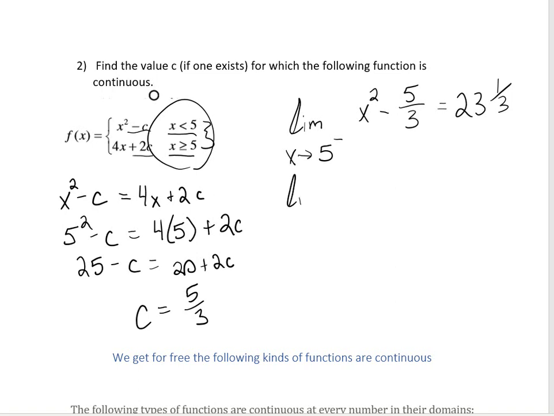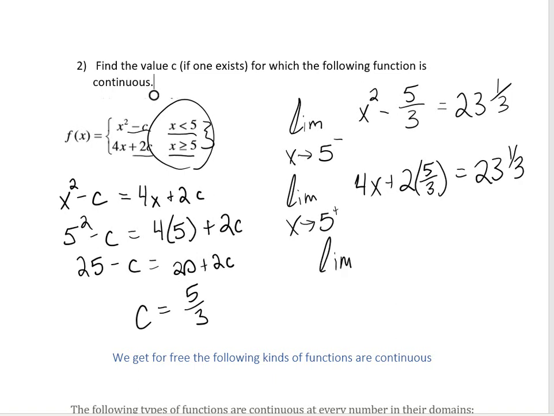Now, if I take the limit as x approaches 5 from the right, I'm going to have 4x plus 2 times 5/3, which will also give me 23 1/3. So what this means is, since both sides are equal, the limit as I approach 5 of my function f of x does exist, and it also equals 23 1/3.